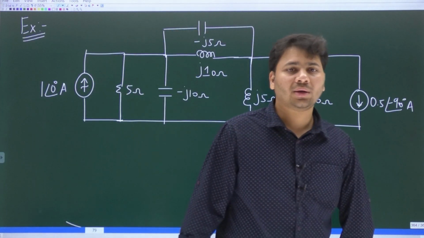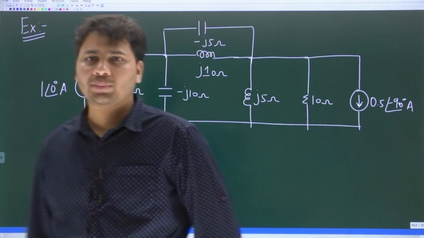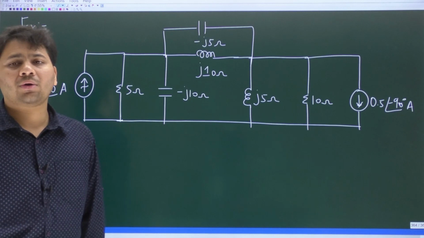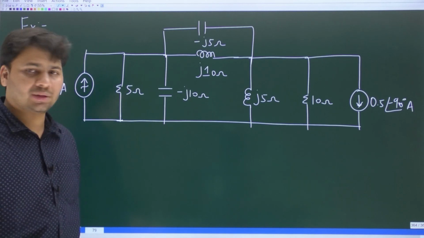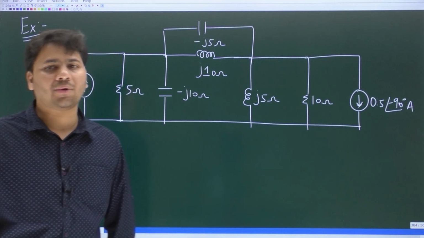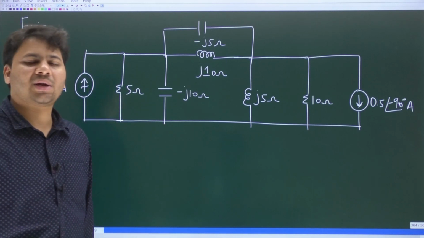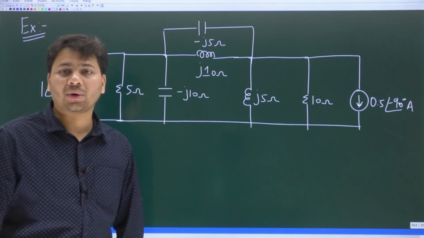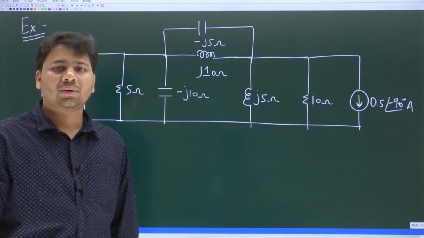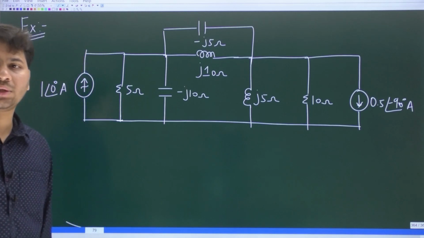0.5 at an angle minus 90 degrees amperes. Let's perform nodal analysis. If you want to perform nodal analysis in the phasor domain, first of all, you should choose one of the nodes to be ground or reference. Please tell me how many nodes are there in this network? Don't you agree that there are 3 nodes in this network?